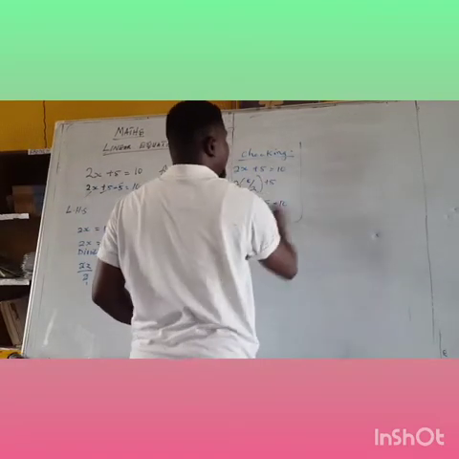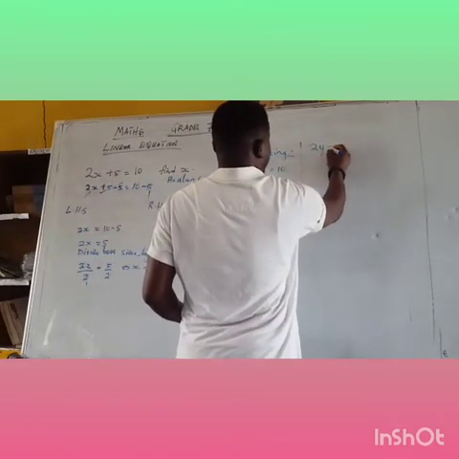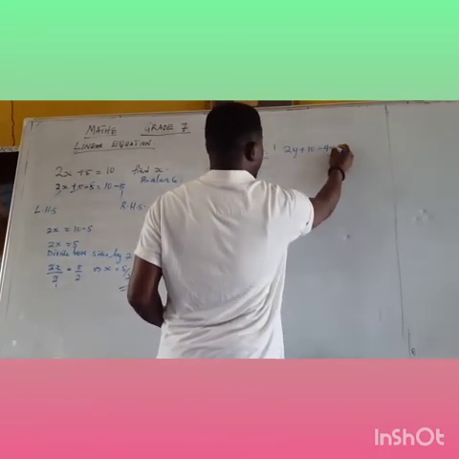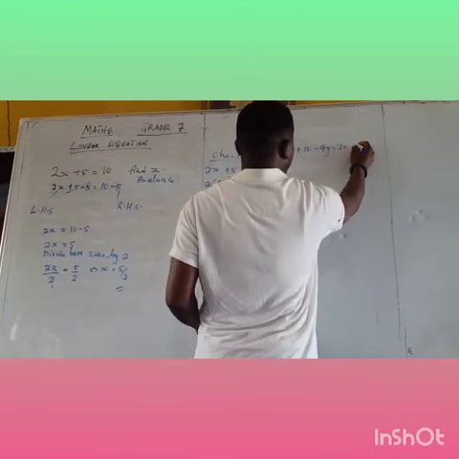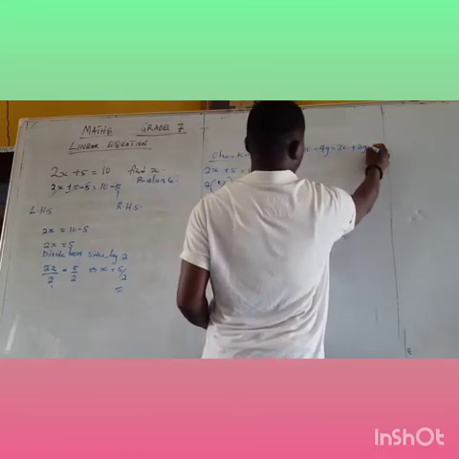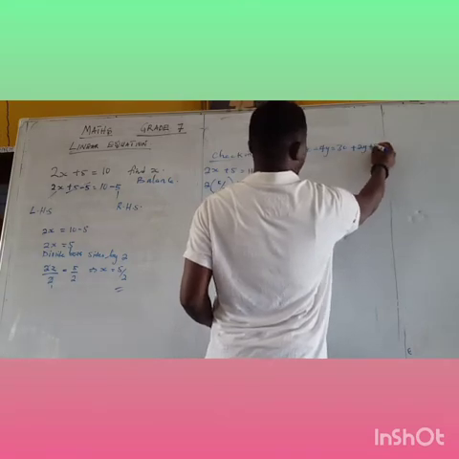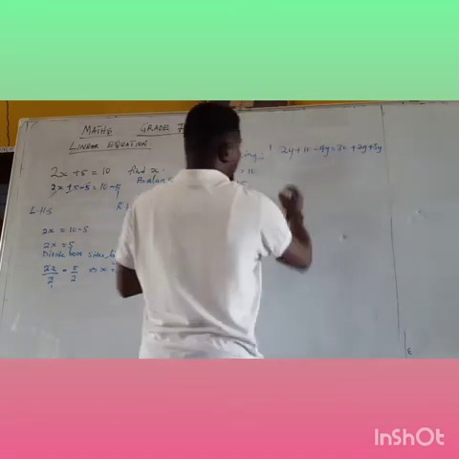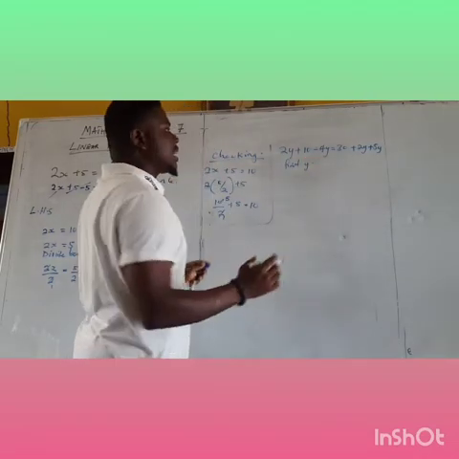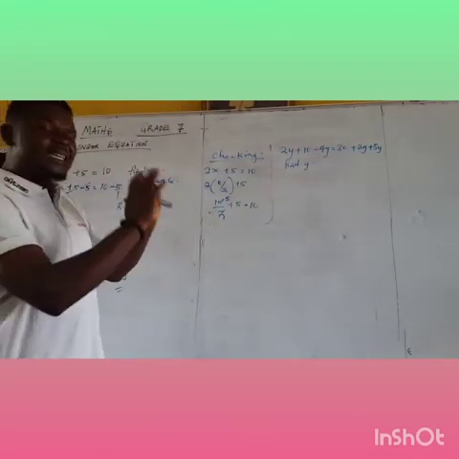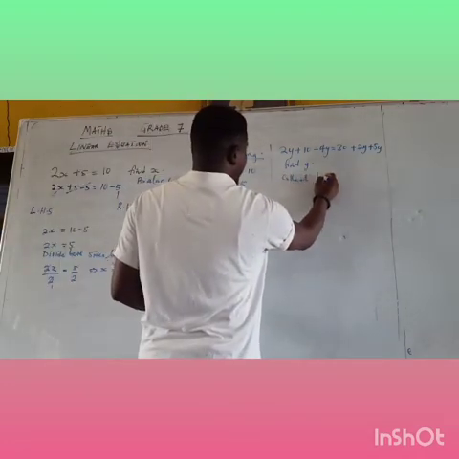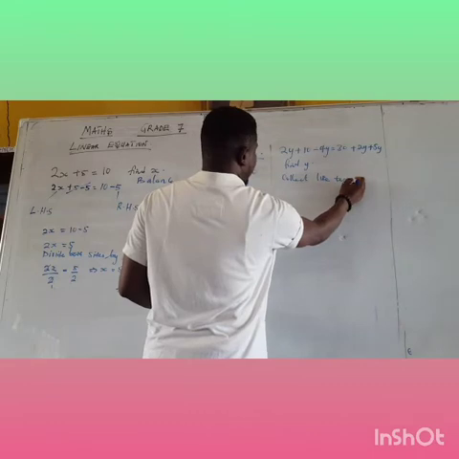What if you have 2y plus 10 minus 4y is equal to 30 plus 2y plus, let's say, 8y, and you are asked to find y. What do you do? You simply collect like terms. It looks cumbersome, but it's very easy to solve. The first thing you do is to collect like terms.